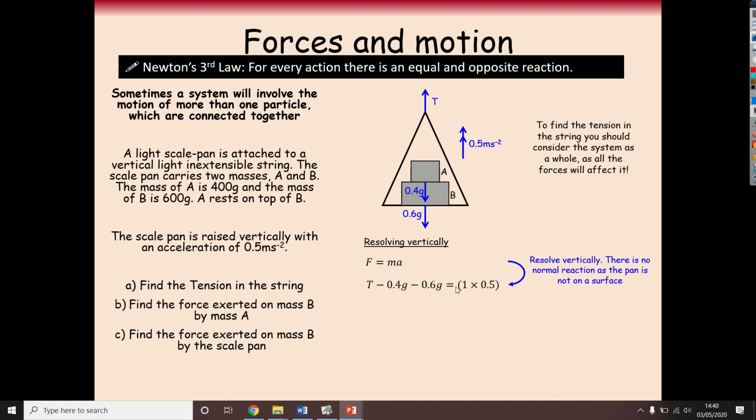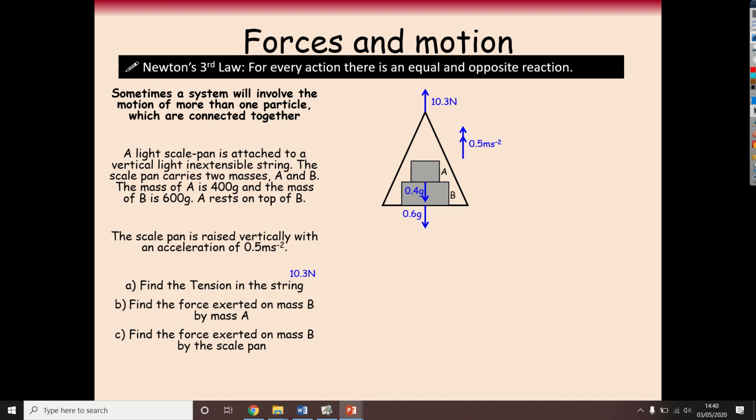So there's the forces. The mass is 1, okay, and the acceleration is 0.5. 1 kilogram, okay. So there you go. And then everything is a constant apart from T. You can figure out T in terms of g. And then you can work out that it's 10.3. And then that can go on the picture.